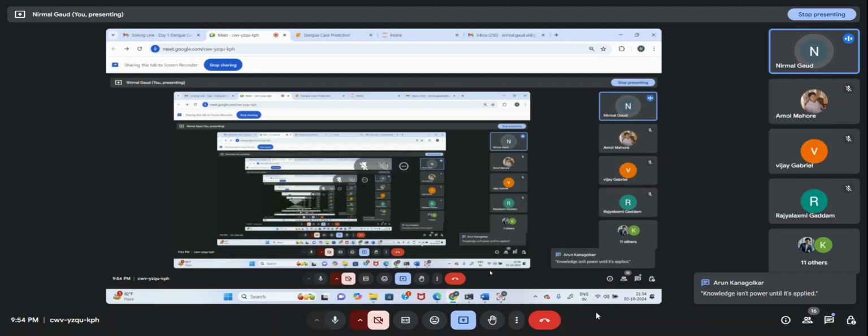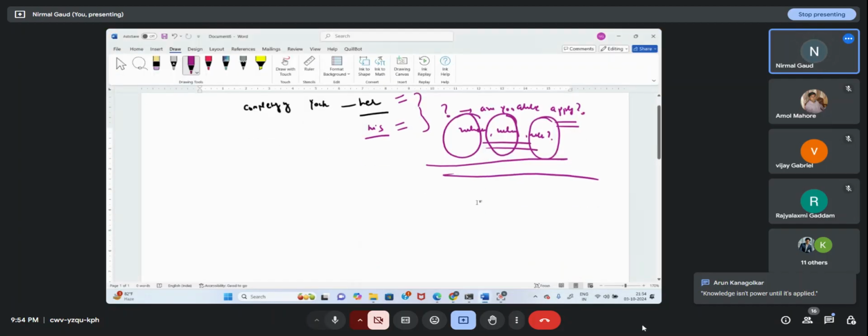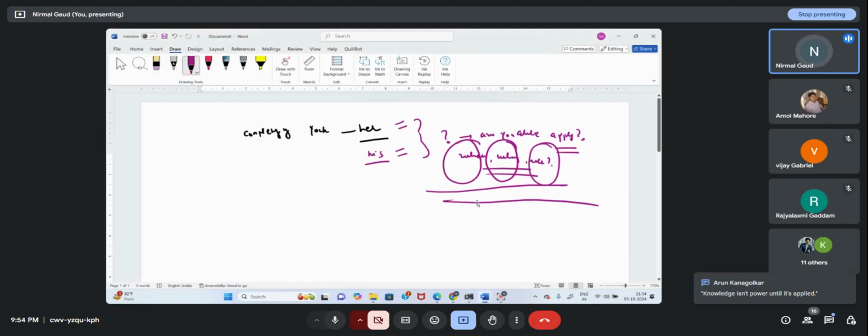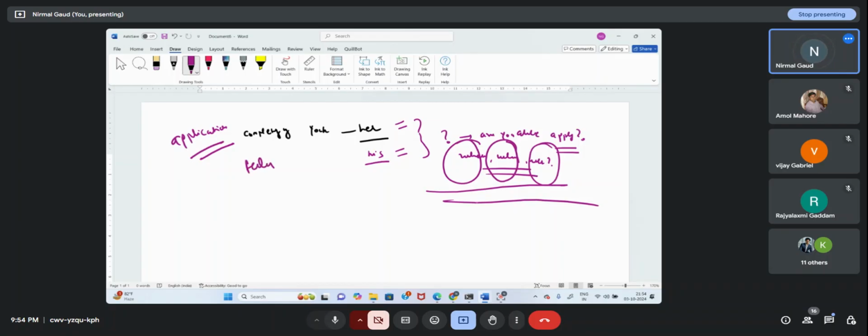Knowledge isn't power until it's applied. Yes, absolutely. Application is very much important. So someone who teaches you application, try to connect with that person. Telling concepts is the first step to learn, but application is very much important. So that's what I told here in the project.